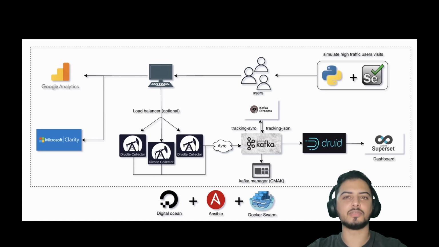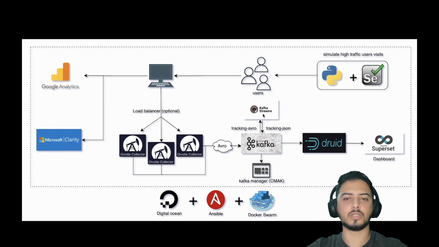Hello everyone, in this video we're going to see how we can build a Clickstream analytics solution. The solution we're going to use is the following. We're going to have a simple website, and we're going to use JavaScript and another tool to collect user information. After that, we're going to use Divolte Collector to get all that information and push it to a topic in Apache Kafka, in Avro format.